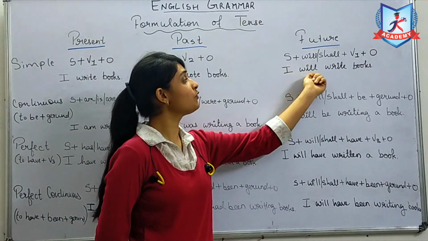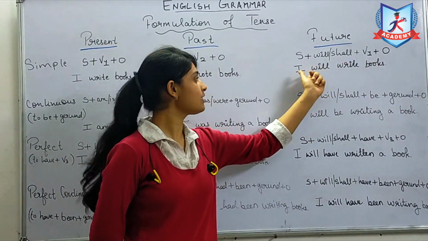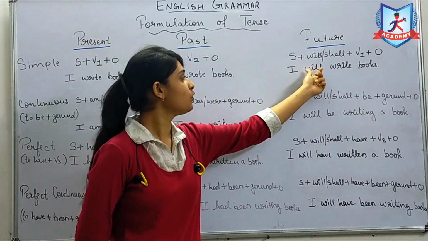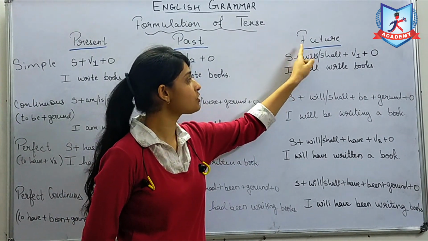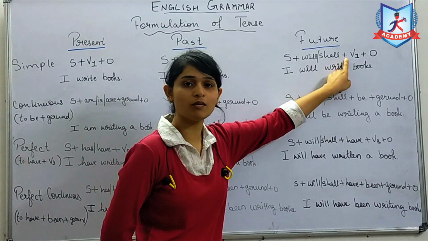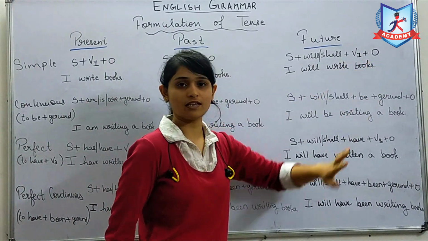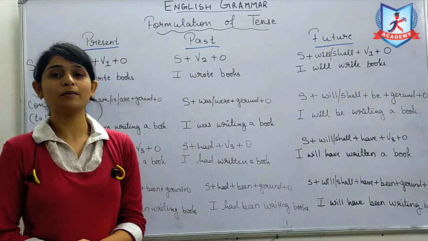Example, I will write books. So in this case I is the subject, will is used to express the future and write is the V1 form of the verb, books is the object. ये बात हुई simple tenses की.